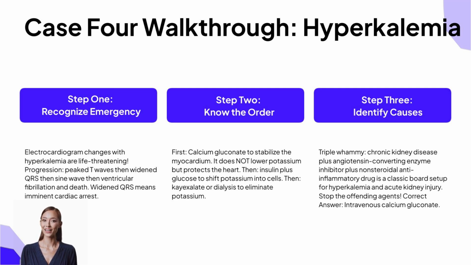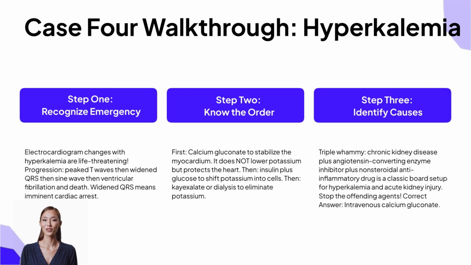Step 1. Recognize the danger. Electrocardiogram changes with hyperkalemia are life-threatening. The progression goes peaked T waves, then widened QRS, then sine wave, then ventricular fibrillation and death. Widened QRS means imminent cardiac arrest.